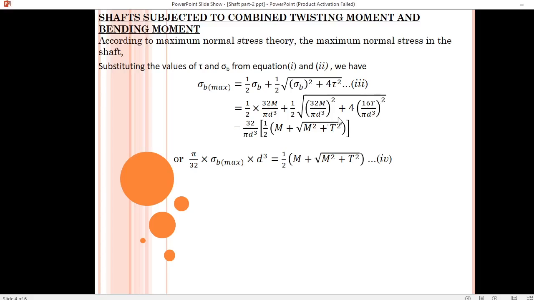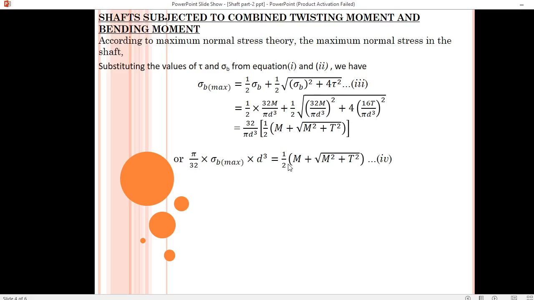whole square. Once again I can take 32 divided by pi d cube as common here, and here also we see that 32 divided by pi d cube is common. If I multiply once again, we are getting 32 divided by pi d cube common. So I am taking this term as common. What I am getting is 32 divided by pi d cube common, into 1 by 2 also common, into M plus root over of M square plus T square.